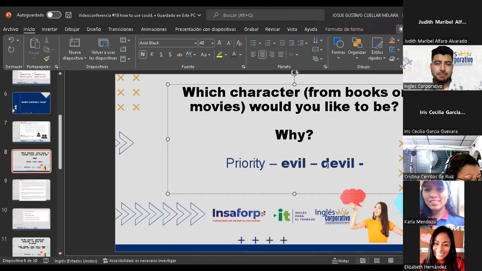Evil es como maldad, malo, algo que se refiere a eso. Y devil es el demonio. So it's an interesting character because this is like a hero, but it is not like a normal hero, right? Very interesting. Thank you, Patty. Okay, Fabricio, and then we go with Ivania.